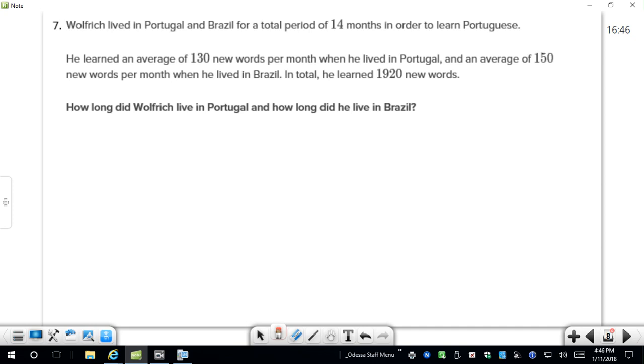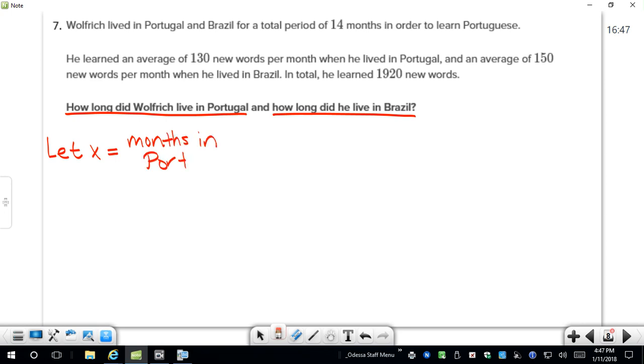So once again, guys, if we read that last sentence, there's two questions being asked here. How long did Wolfrich live in Portugal, and how long did he live in Brazil? And I'm sure some of you guessed it, those are our let statements. So we're going to let x equal the months in Portugal, and we're going to let y equal the months in Brazil.